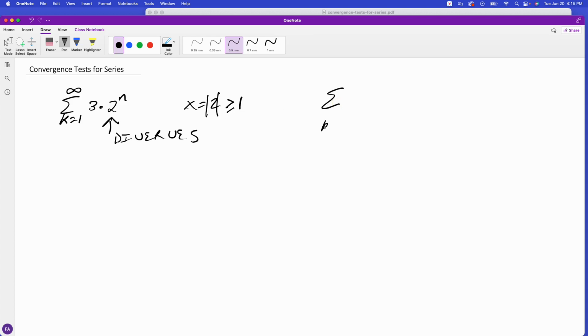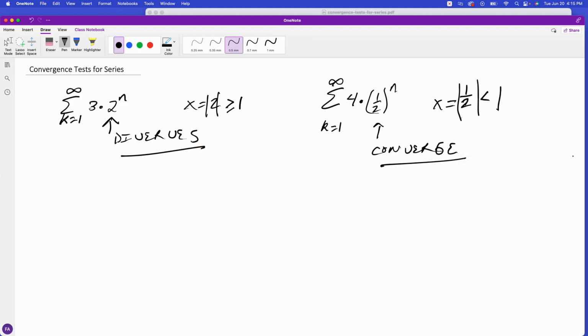By comparison, let's say we go with k equal 1 to infinity, and let's say it's 4 times 1/2 to the, not the second power, I'm sorry, to the nth power. In this case, that x value is equal to 1/2, which is less than 1. The absolute value of 1/2 is less than 1, which means that this series right here converges. And that's the answer we're trying to get after. Does it diverge or does it converge? We've answered it.